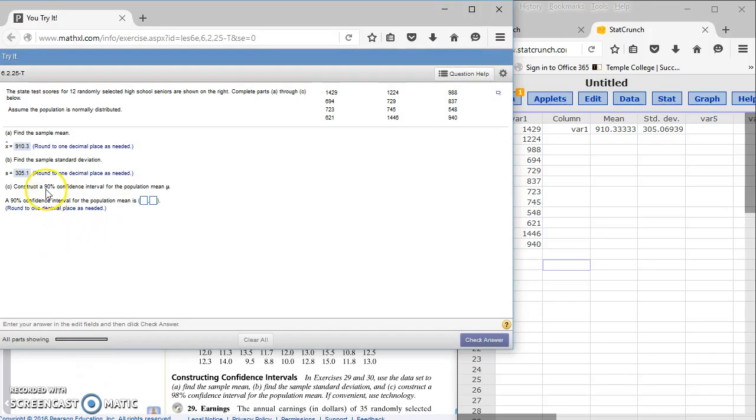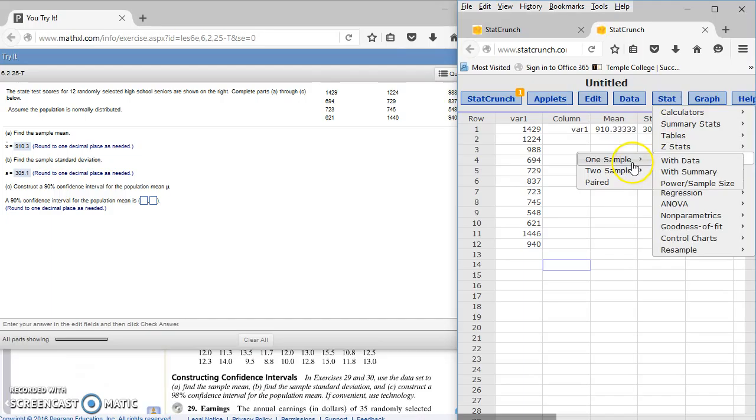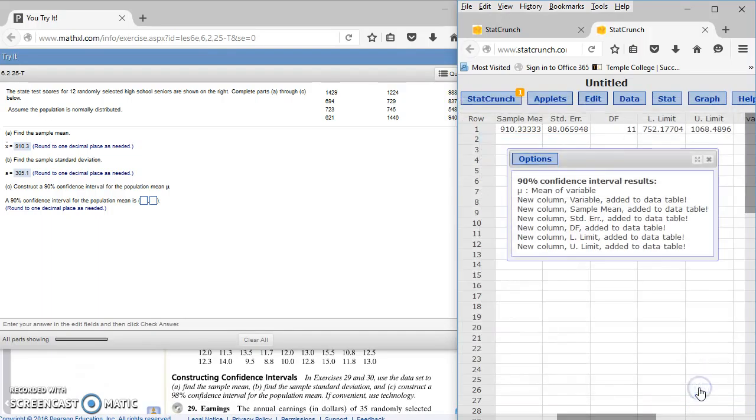And now we're supposed to construct a 90% confidence interval for the population mean mu. Again, there are 12 pieces of data here. Even though the population is normally distributed, we don't know the population standard deviation, only the sample. So we've got to use the T stats, one sample, but this time it's with data because our data is in column 1. Now, I'm not going to do a hypothesis test. I want a confidence interval, and I want it at the 90% confidence level, or 0.90. I'm going to store it in my data table and click compute.